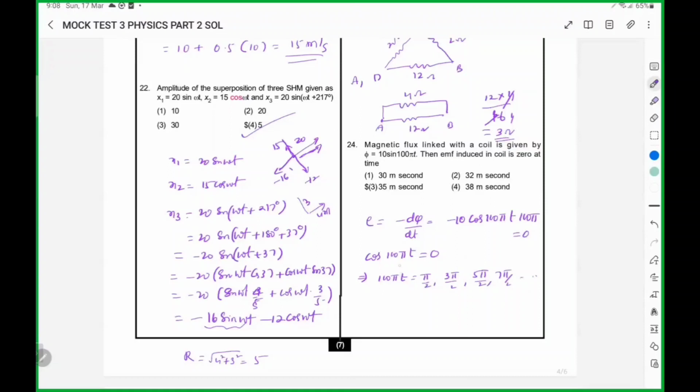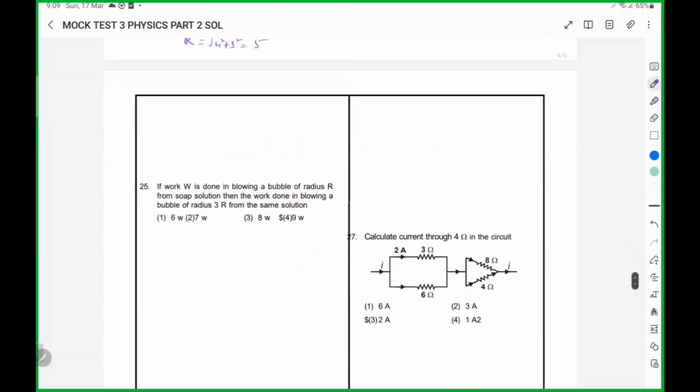In the given options, let us consider here, pi gets cancelled, t will be 1 by 200, 3 by 200, 5 by 200, 7 by 200 seconds. In terms of milliseconds, it is 5 milliseconds. Here it is 15, here it is 25, 35. In the given options, 35 milliseconds is there. Let us consider that.